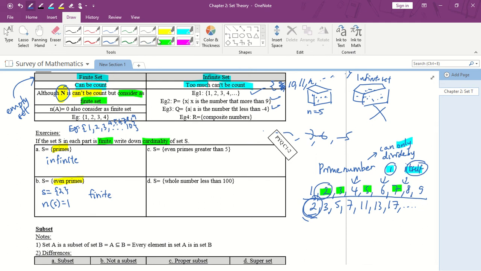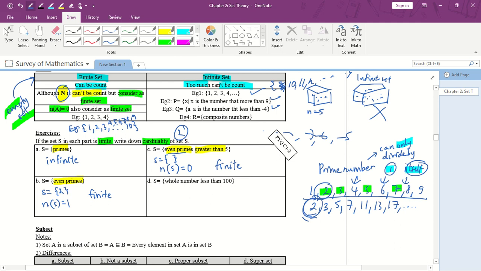S is equal to the even primes that are greater than 5. Do we have even primes that are greater than 5? We know that the only even prime is 2. Is 2 greater than 5? No. Which means that S is an empty set. Which means that the number of elements in set S is equal to 0. And remember, an empty set is also considered a finite set. So this is a finite set. Finite set.